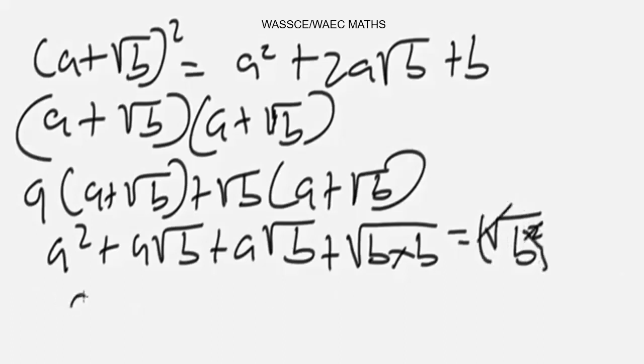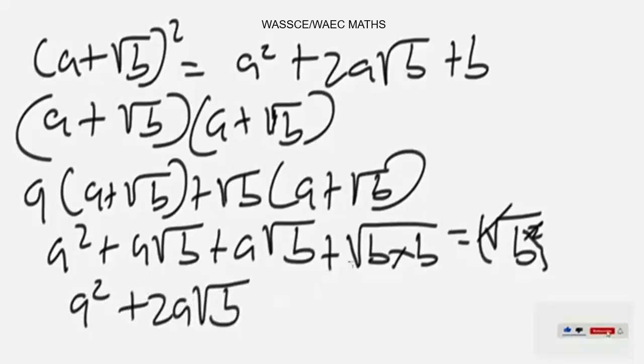Our final result will now be A square, A square root of B plus A square root of B will give us plus 2A square root of B. We're now left with, since we have simplified square root of B times square root of B, and we got it to be B, so plus B. So that's how we got this. So don't be confused with it. Now let's look at the fifth rule.